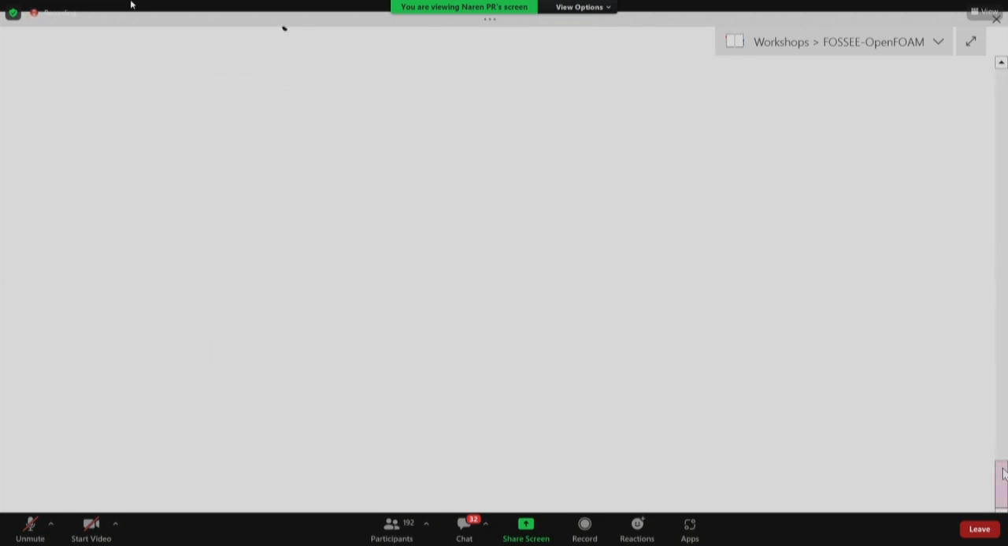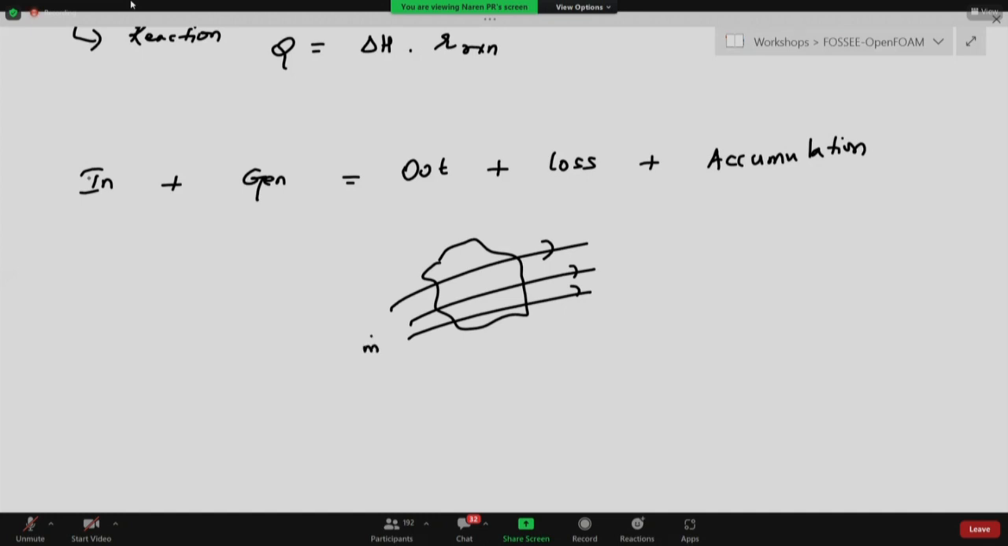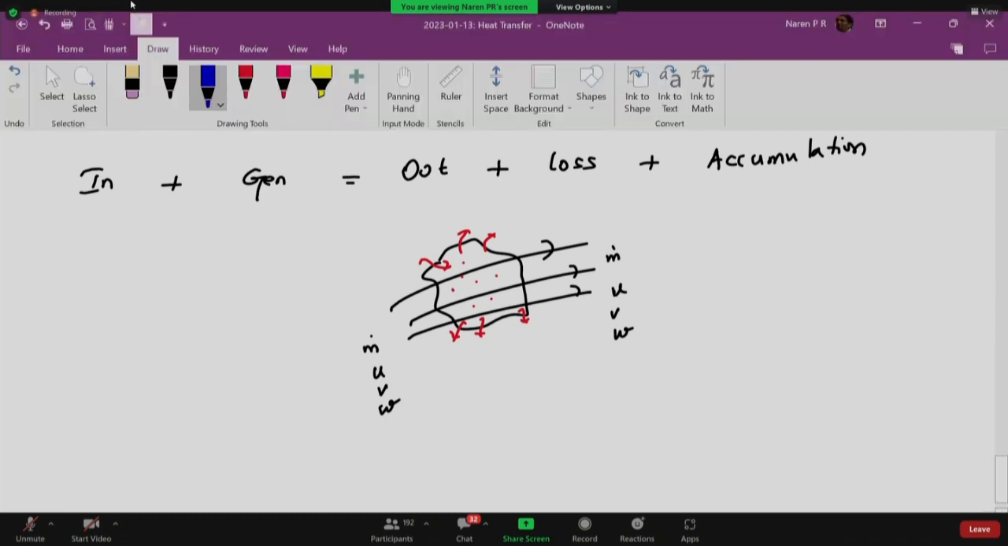Okay, so now let us write what the final equation would look like. We said in plus generation will be equal to out plus loss plus accumulation. Now, all this is with respect to a control volume in which the fluid is flowing. So you have a specific mass flow rate of fluid going in, which means you have some velocity U, V, W of the fluid going in. Here again, the mass flow rate will be the same, but the U, V, W will be different. There could be some heat loss or heat gain. It could be this side arrow or the other side arrow, whatever it is. And if there is a reaction, then a reaction could also be occurring within this control volume. All these are accounted for a very general case.